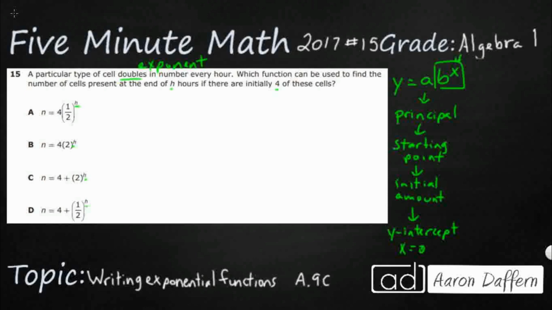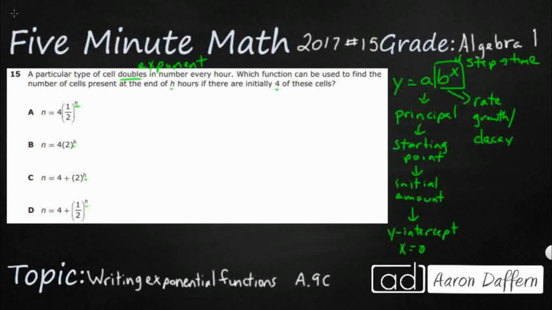Now, this b here is your rate. It's going to be either a growth rate, if it's getting bigger, or a decay rate, if it is getting smaller. And that is what is being multiplied to the x power. And this x here is going to be your steps. Typically, they're going to be some kind of time frame. In this case, we have hours. Sometimes it's every day, every year, every month. But it's the steps in between each iteration of this.